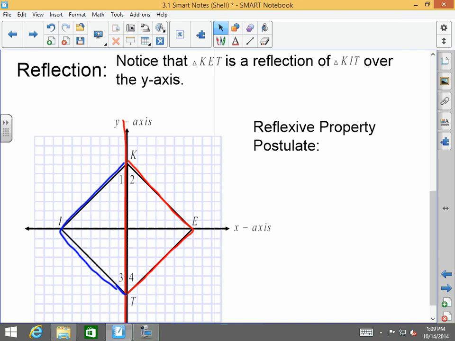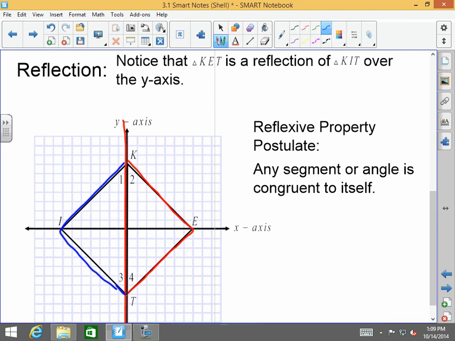And the reflexive property postulate states the following. Any segment or angle is always congruent to itself. So what does that mean? What segment do triangles KET and KIT have in common? What segment, guys? Look at your notes. What segment does KET and KIT have in common? What do they share? Yes, sir.